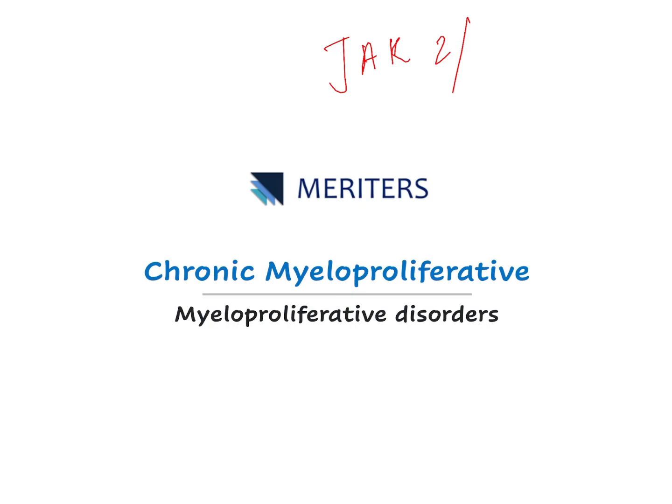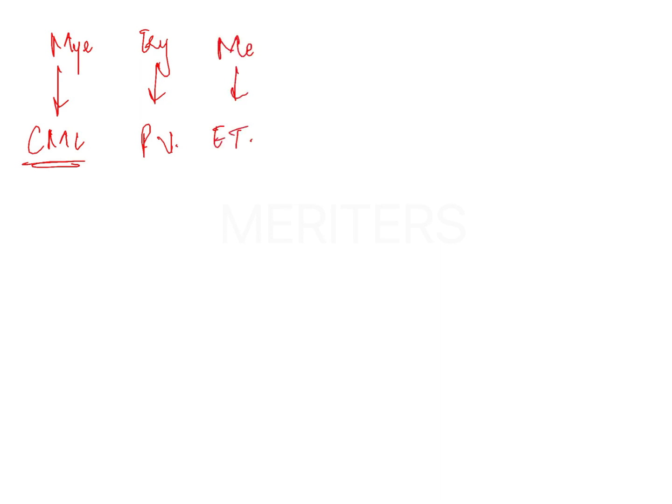So, coming to chronic myeloproliferative disorders, they can be broadly classified into the following types based on the cell of origin, that is, which cell they are coming from. In the myeloid series, you have chronic myeloid leukemia as the main important one. In the erythroid series, you have polycythemia vera. In the megakaryocyte series, you have essential thrombocytosis, and fibroblast. This is also important because it is myeloproliferative.